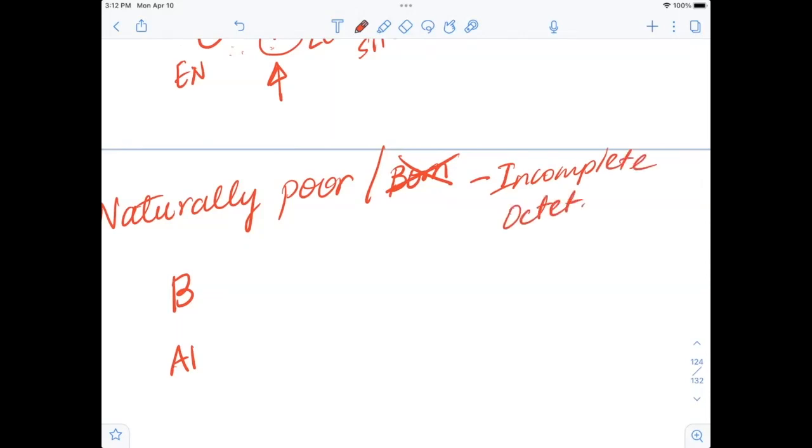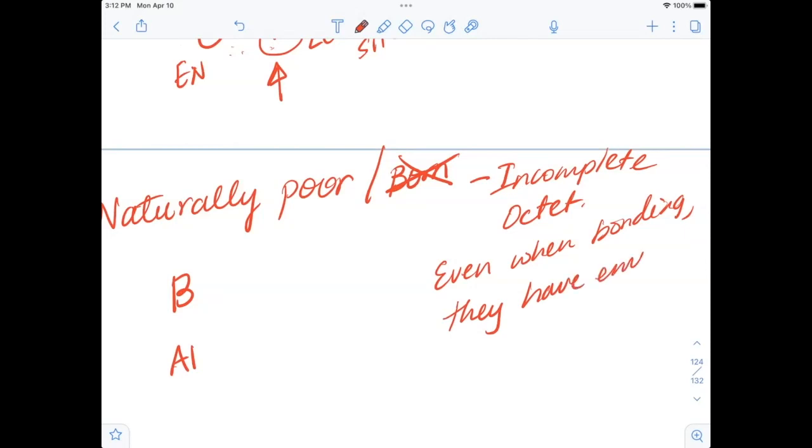So even when they bond, they don't get to octet. Even when bonding, they have empty orbitals where electrons could go into.